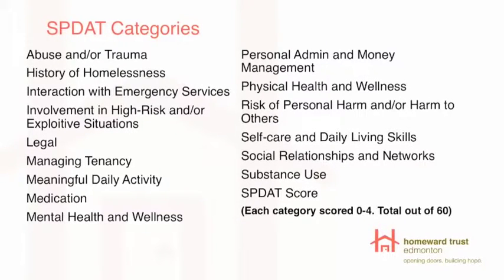These are the 15 SPDAT categories I laid out. Each of them are scored 0 to 4. On the version 3 that we use, 4 is high acuity and 0 is low acuity, and then you total that out of 60 across the 15 indicators to get a sense of prioritization.